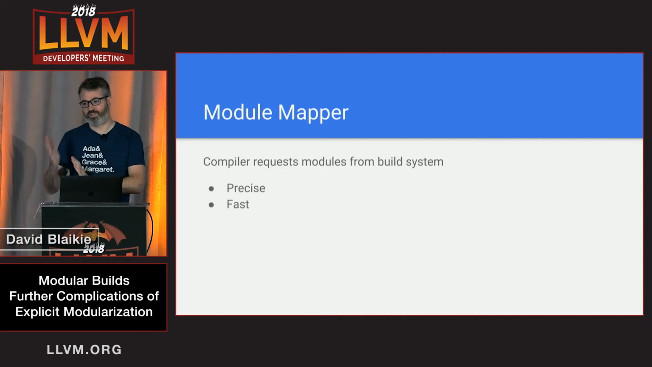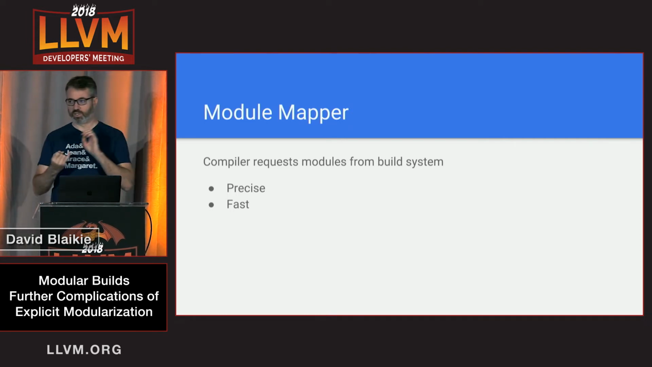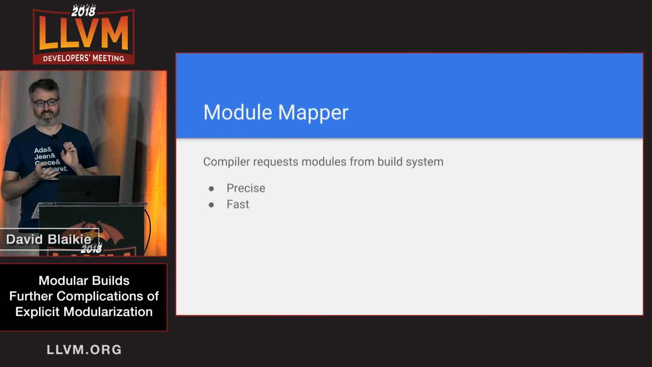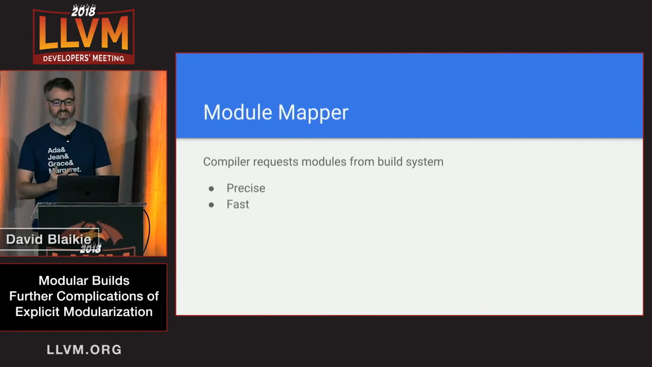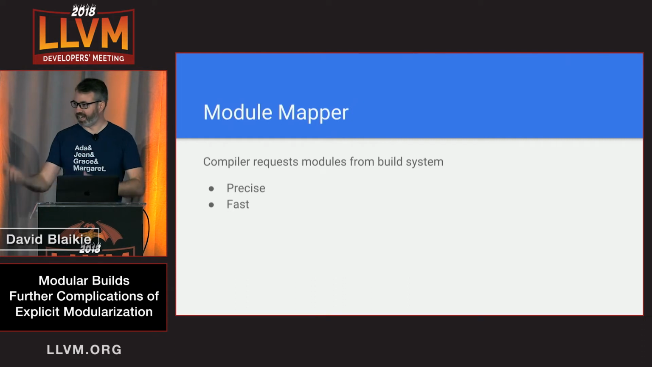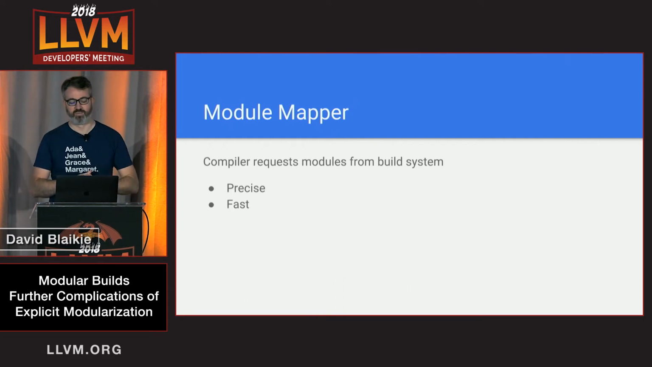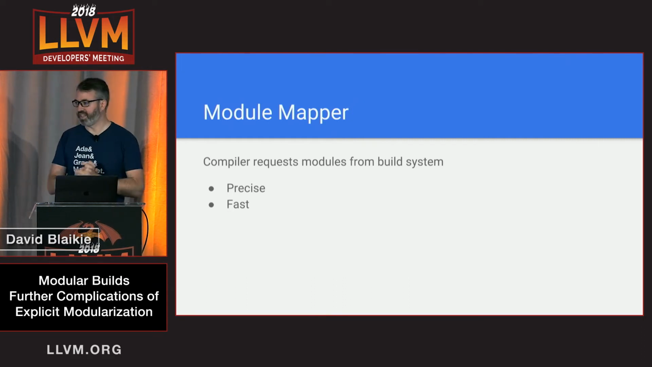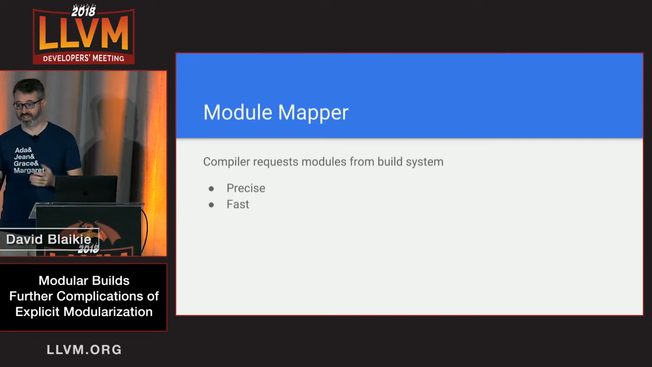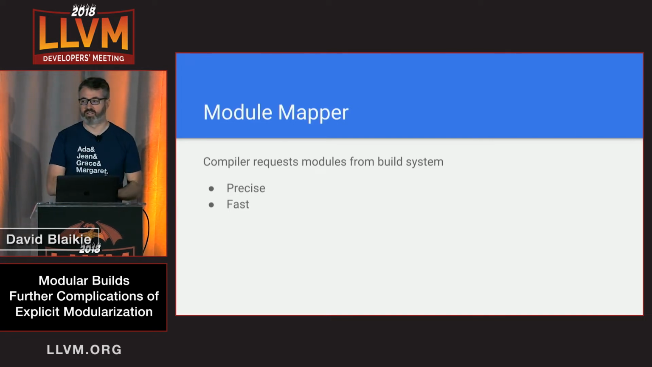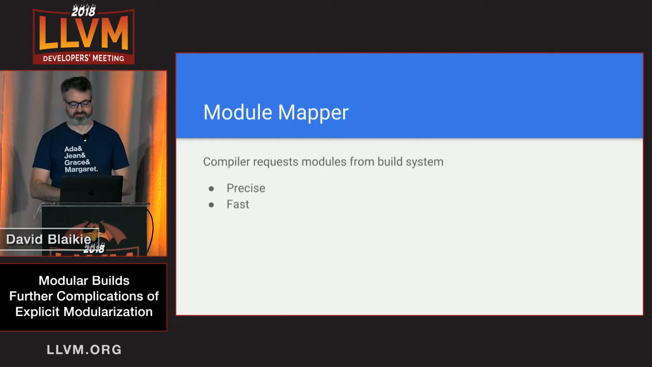So this is adding a lot of surface area between your compiler and your build system, but it is precise and it is fast in the sense that it tells you exactly which modules you need as soon as you know that you need them, and without running an extra process or an extra scan ahead of time. I don't know whether that's going to be the right answer long term, but it is one of a variety of things that are being thought about and experimented with in this space.